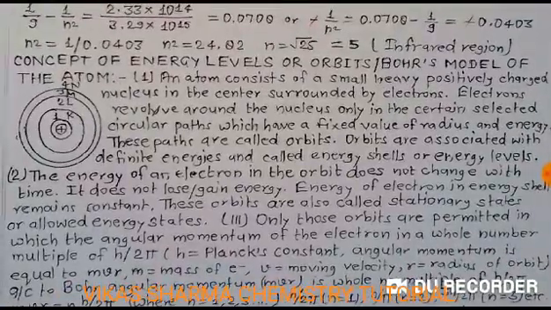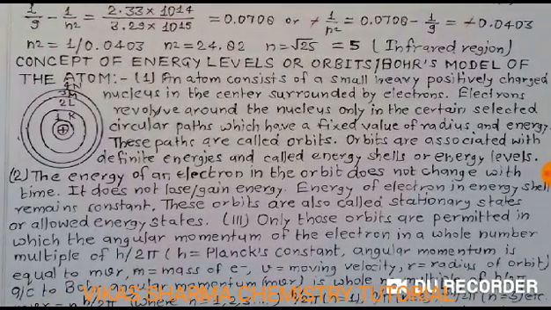Point number 2. The energy of an electron in the orbit does not change with time. It does not lose or gain energy. Energy of an electron in an energy shell remains constant. These orbits are also called stationary states or allowed energy states.